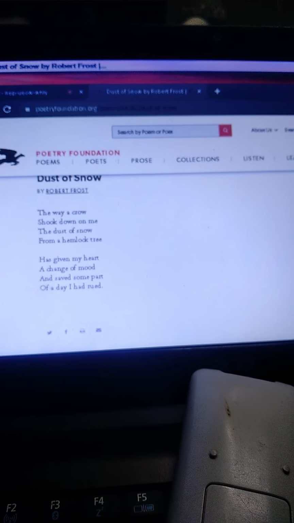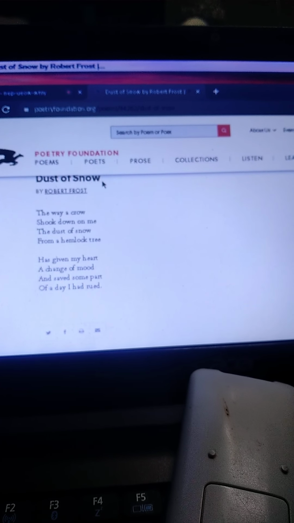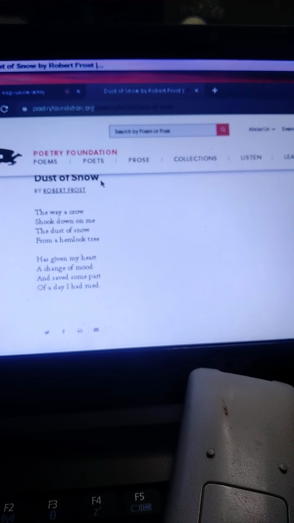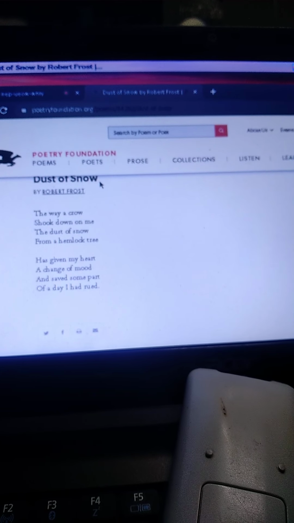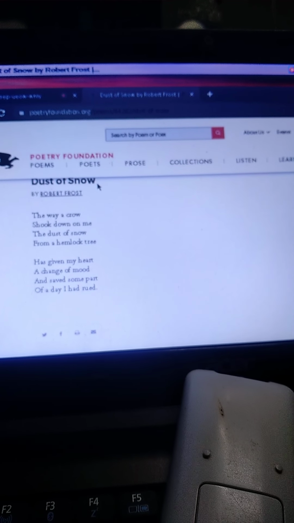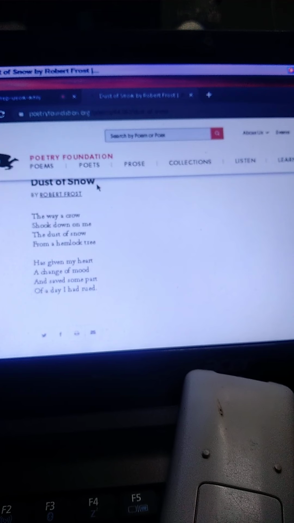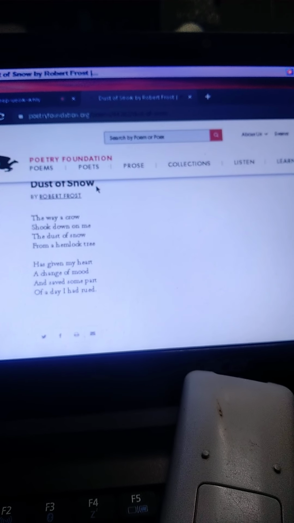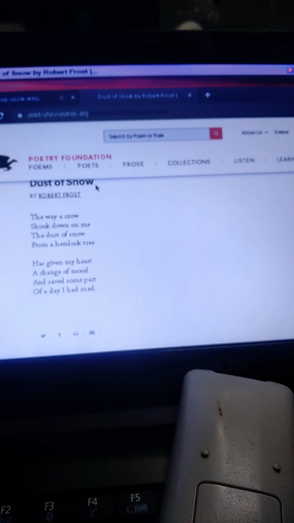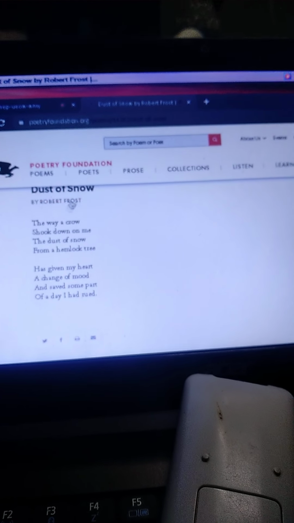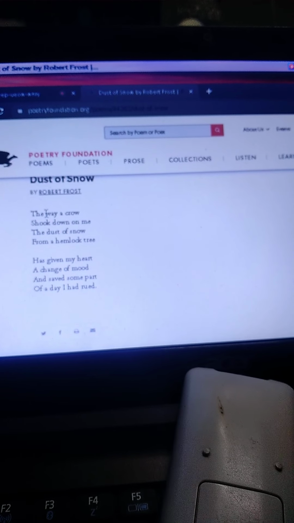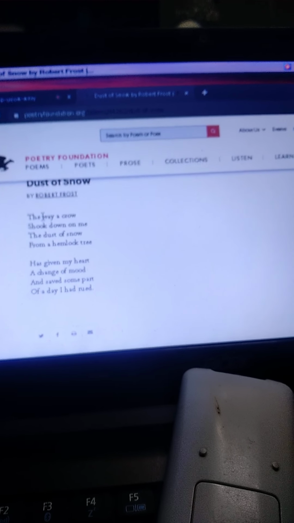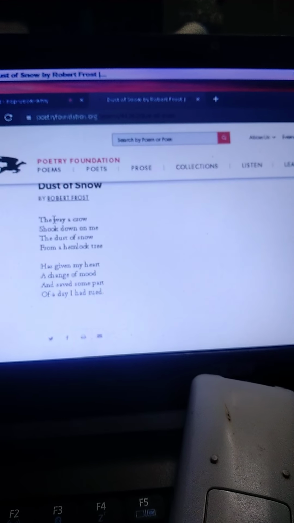Dust of Snow, as the title suggests, dust of snow. Dust particles and snow are separate things, but however, the way the dust moves from one place to another, the snow has been given the same kind of characteristics. It has been given the same kind of addressing by Robert Frost. As a result, he calls it the dust of snow. If we look at the first line, it's written, "The way a crow shook down on me." Now we come to the idea.